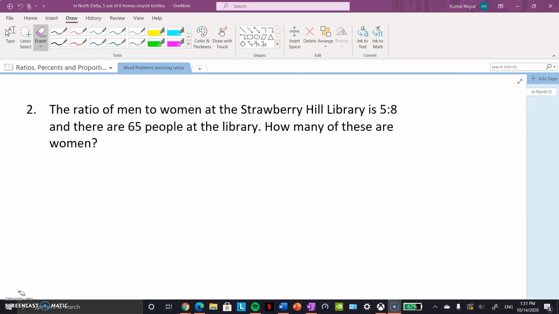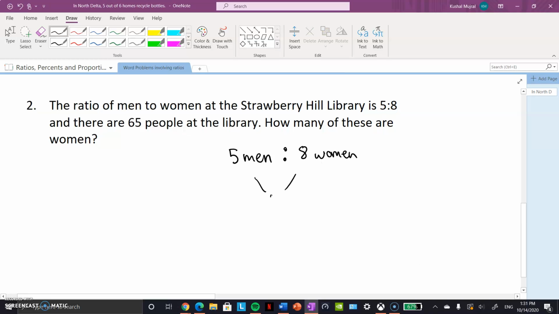So the ratio of men to women at Strawberry Hill Library is 5 to 8, and there are 65 people at the library. How many of these are women? So there's 5 men for every 8 women. Okay? And in total, this makes 13 people, right?